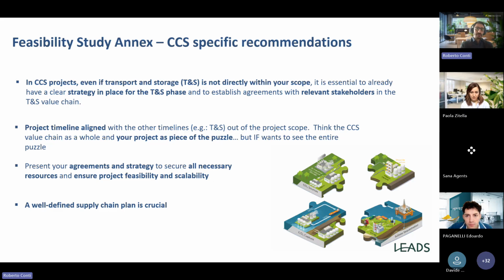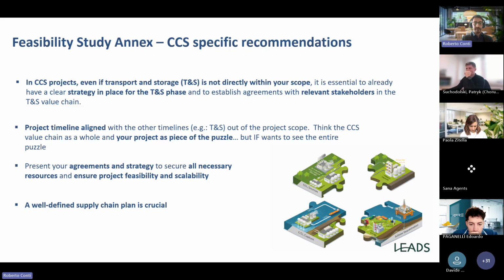So of course you should demonstrate your feasibility in the capture, but the evaluators want to see also the whole puzzle. So you should demonstrate that your project is aligned to the other parts of the value chain, so the transport and storage. You should demonstrate that you already established agreements with the stakeholders for the TNS, transport and storage value chain. You should also already have a well-defined supply chain, and you should demonstrate a good strategy across the entire value chain.